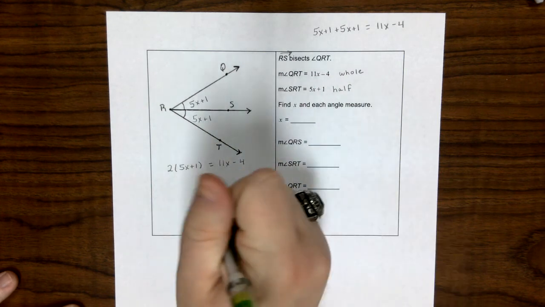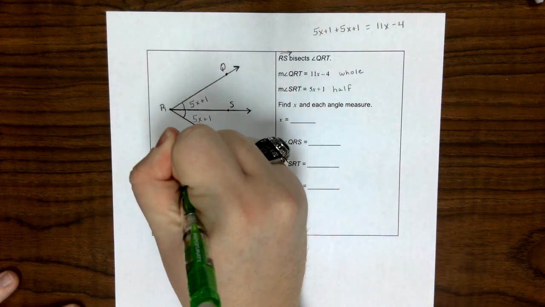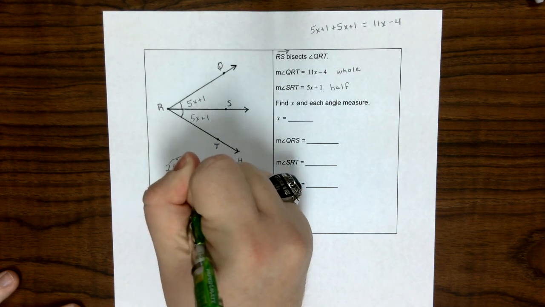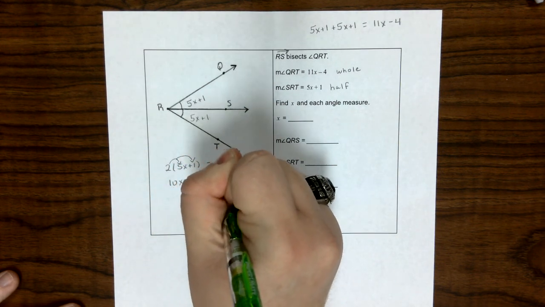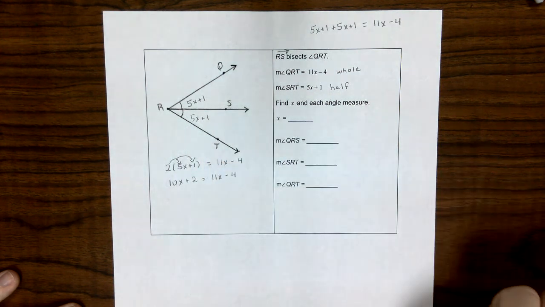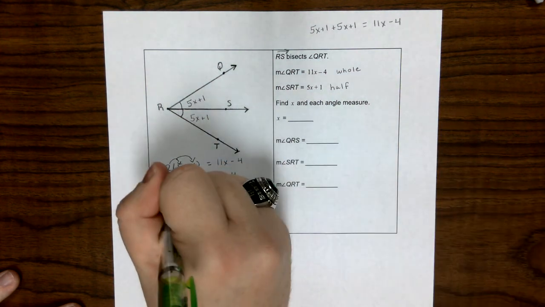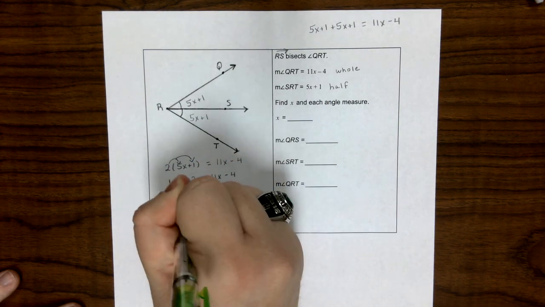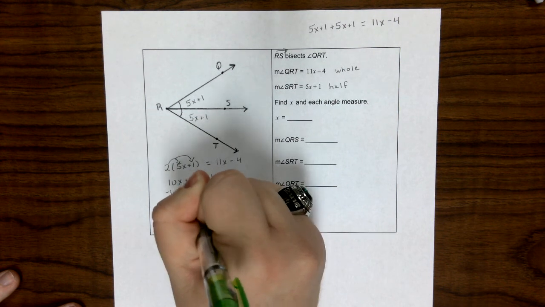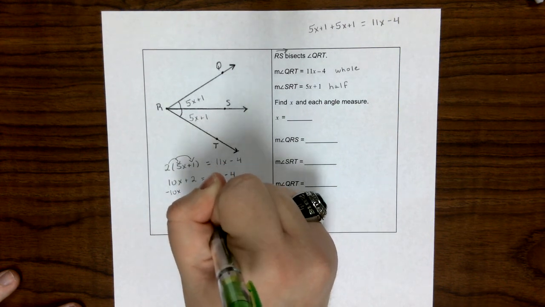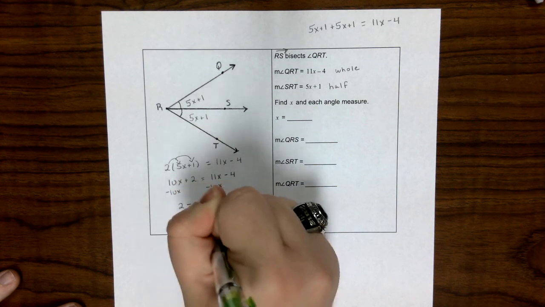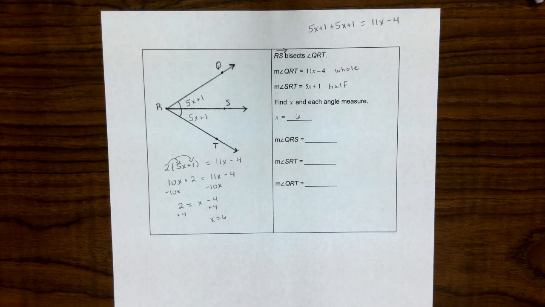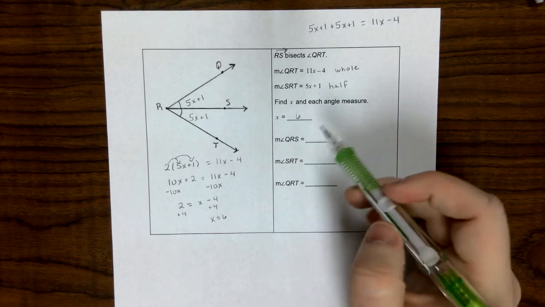All right. Let's simplify this. So first thing I need to do is distribute the 2. So 10x plus 2 equals 11x minus 4. Subtract the 10x. So 2 equals 1x minus 4. I have to add the 4. So then I get x is 6. All right, now I have to try these other angle measures.